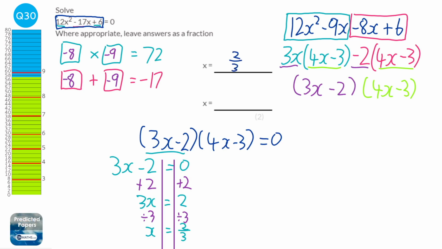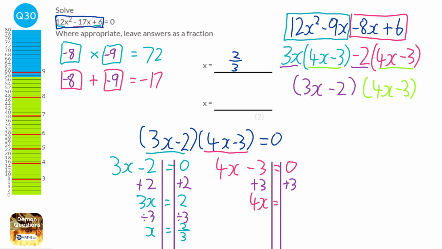And we're going to do exactly the same thing to the right hand side. Get it equal to 0. Get our solving lines in. And we're going to add 3 to both sides. So we get 4x equals 3. And again, divide by 4 both sides. And we get x equals 3/4. So our second solution is 3/4.